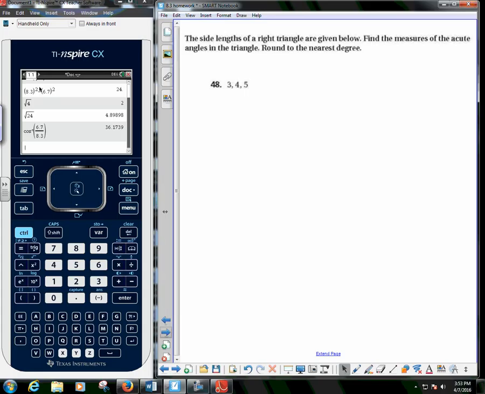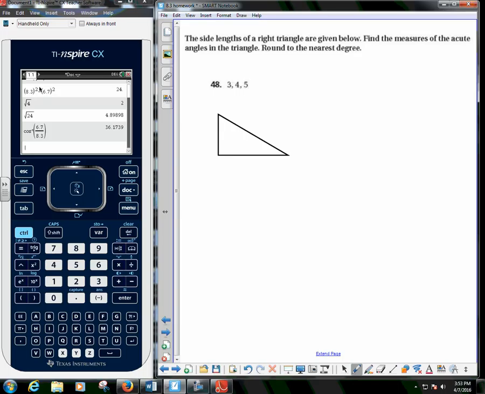48. Boy, for such an easy looking problem, 3, 4, 5 is actually a little bit of work for us to do. So the first thing that I'm going to do is draw a sketch, because boy, I just feel more comfortable when I'm working with a sketch. So I think this is my right triangle.